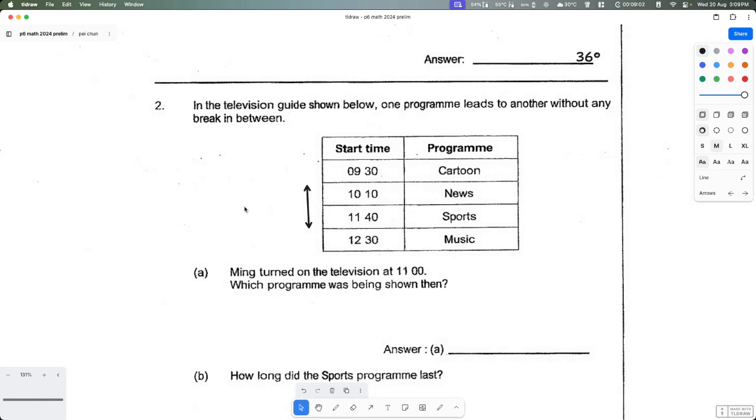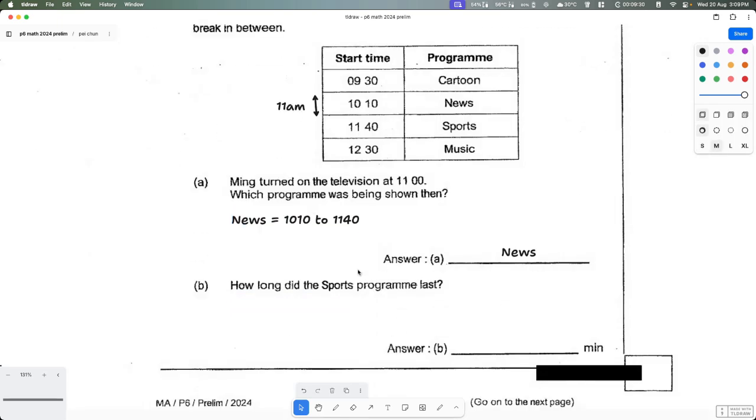Right, so 11 a.m. Right, it's roughly around this timing. So should be around this timing, right? So that means this is news, right? So news is from 10:10 to 11:40. Okay, in this case over here, so the answer is news. Okay, let's move on to part B.